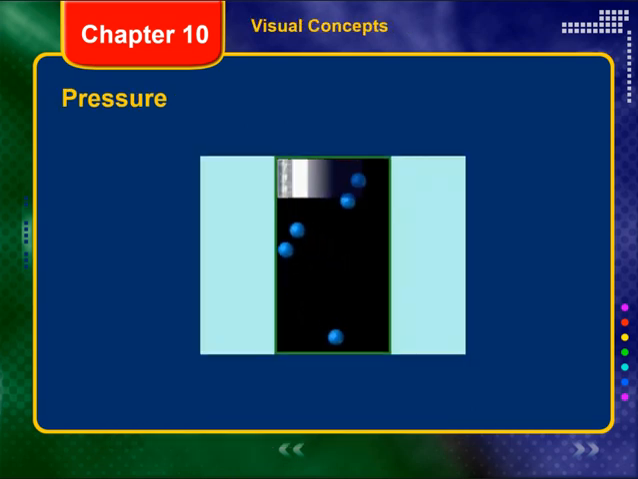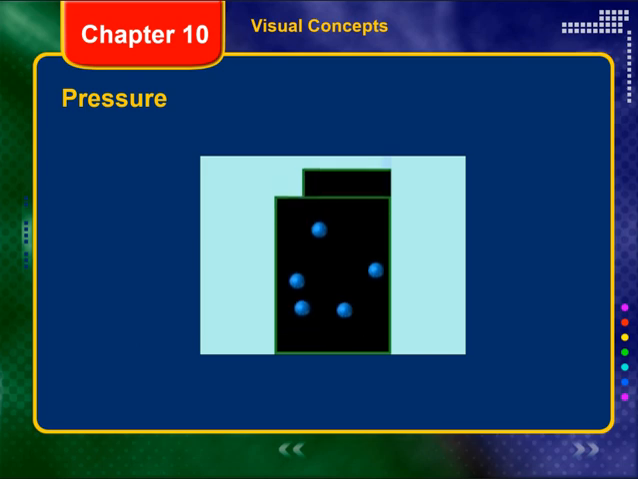Pressure is caused by the collisions of gas particles with the side of the container. With a large volume, the particles do not collide with the sides of the container very often, and the pressure is relatively low. When the volume decreases, the particles of the gas collide with the sides of the container more often. With more collisions, the pressure increases. Boyle's law states that the volume of a fixed mass of gas varies inversely with pressure at constant temperature. In other words, the smaller the volume, the higher the pressure.